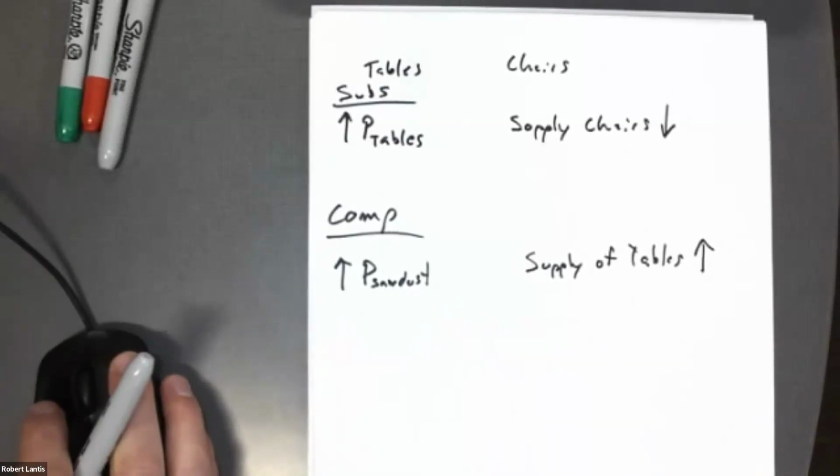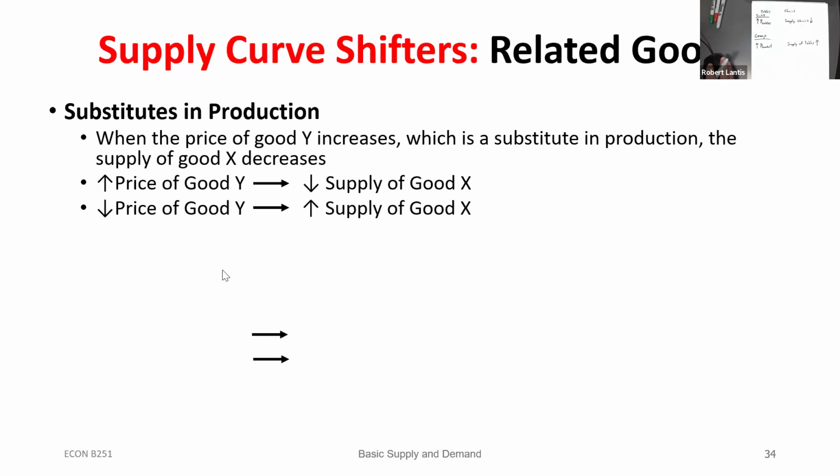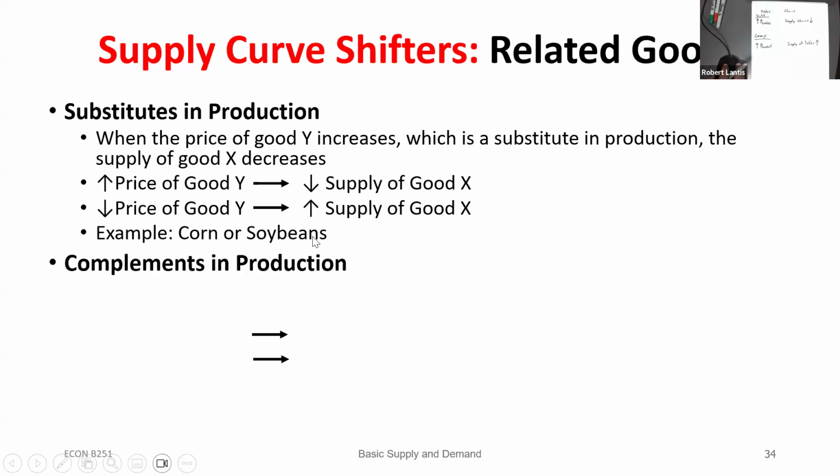Any questions on that idea? I think, let's see, I've got kind of the general form here. I had another one, which is I could choose corn or soybeans. So if I'm thinking about planting a field, if there's substitutes, I can only plant one crop in my field. If the price of corn goes down, then I'm less likely to want to produce corn. I'm more likely to want to produce the other good, which is soybeans. So I would see an increase in the supply of soybeans.